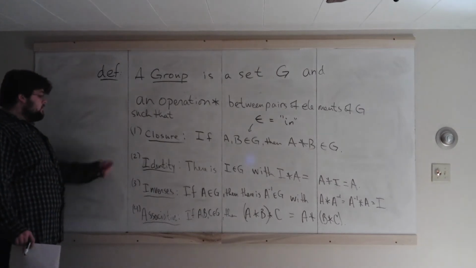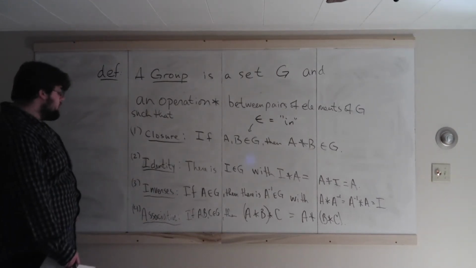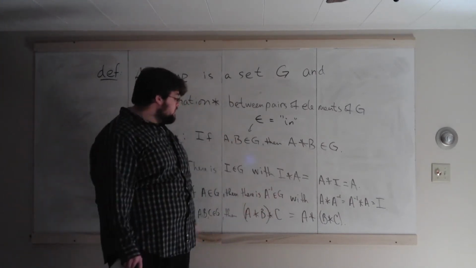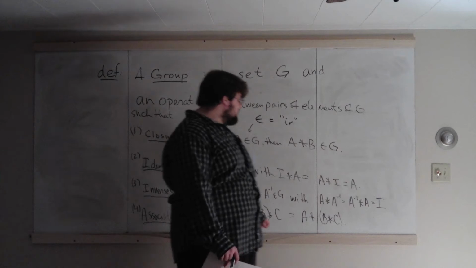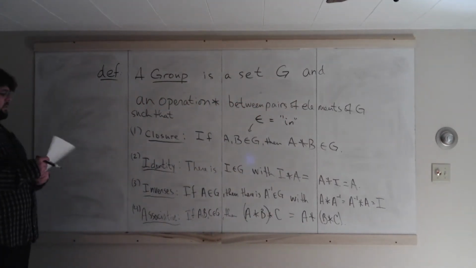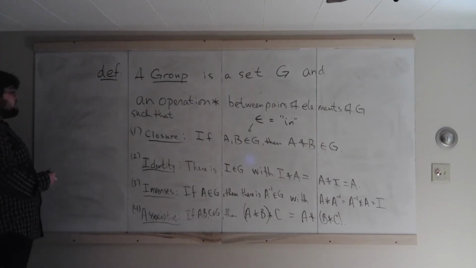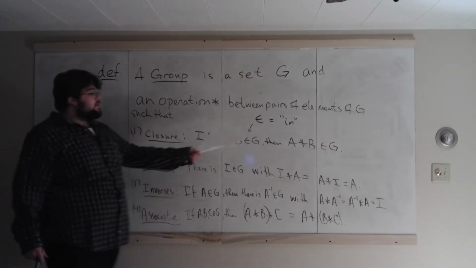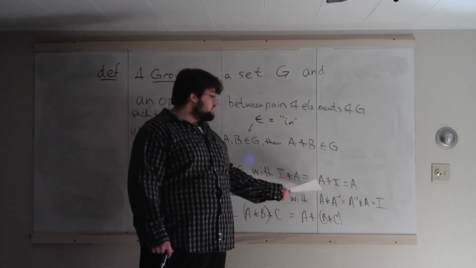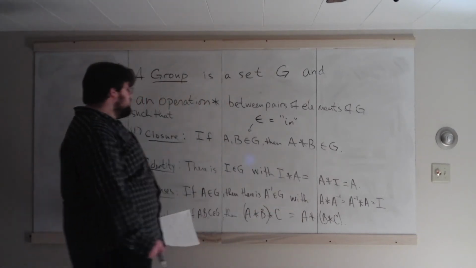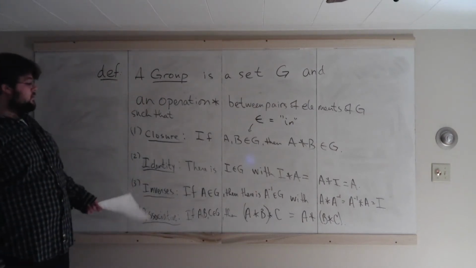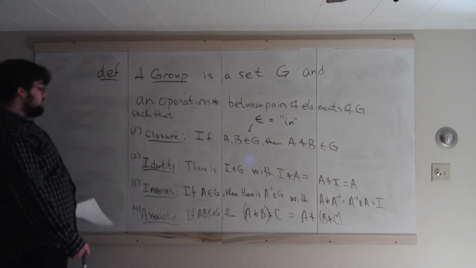Found in part 2. And the associative property: if you have 3 elements in G, then one operating on the other, with parentheses around it, operating on the third, is the same as if you go in the other order. Now, we describe the real numbers with addition. Real number plus real number is real number. Real number plus 0 is the same as 0 plus the real number is the same as our real number. Real number plus its negative is 0, and real numbers with addition are associative. You can add in whatever order you want.